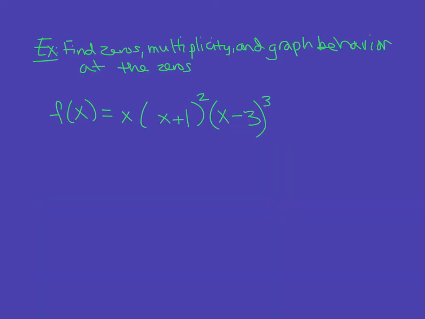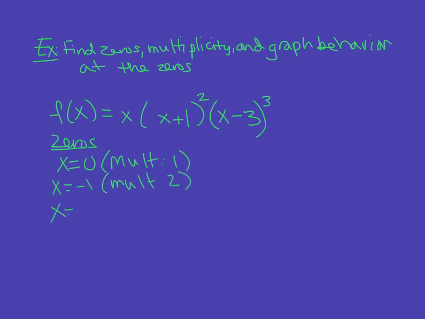So go ahead, pause the video and try this problem. Our zeros are going to be at x equals 0, which has a multiplicity of 1. Then we also have x equals negative 1, which has a multiplicity of 2. And then we have x equals 3, which has a multiplicity of 3. So at x equals 0, that one is just going to pass through. At x equals negative 1, that's going to bounce.